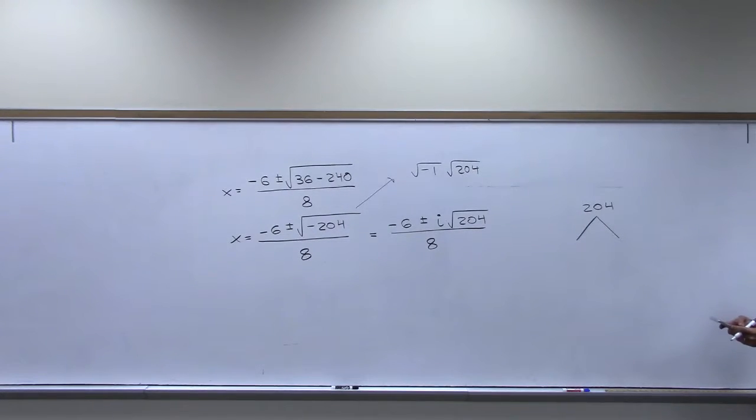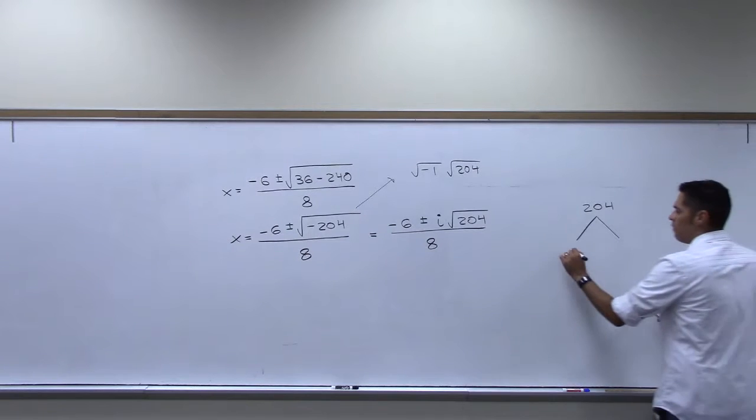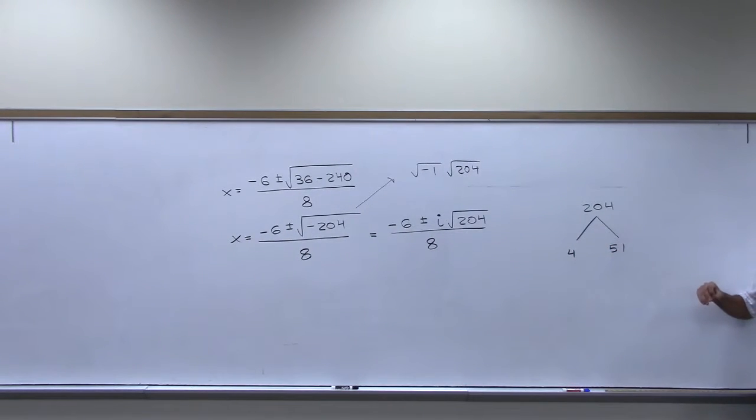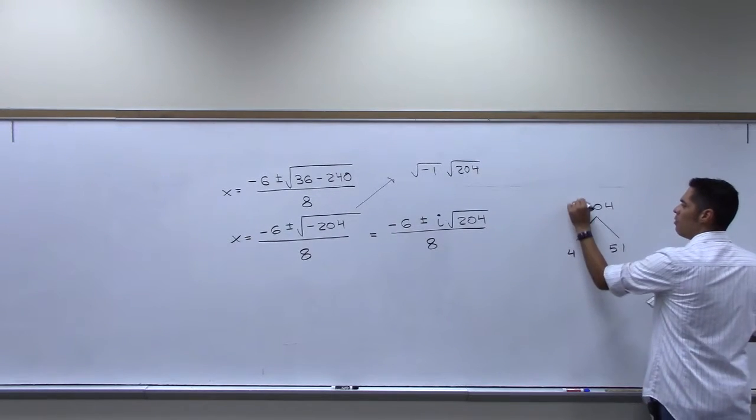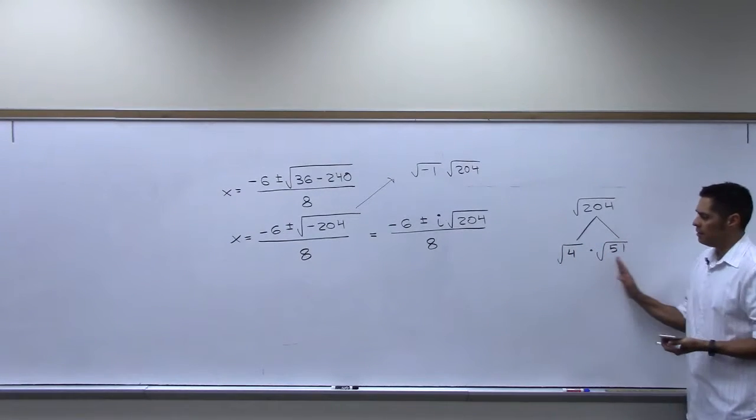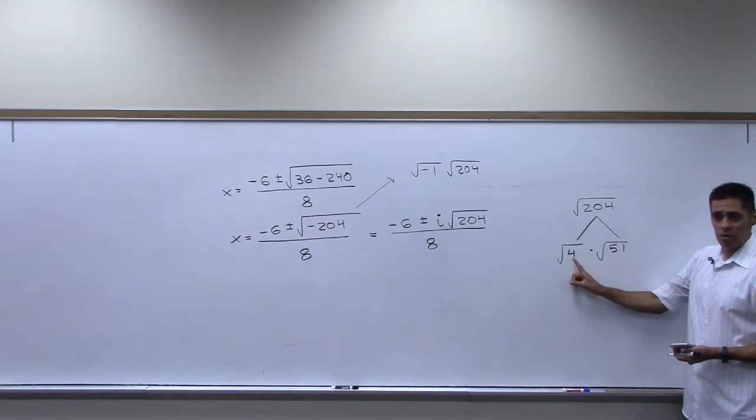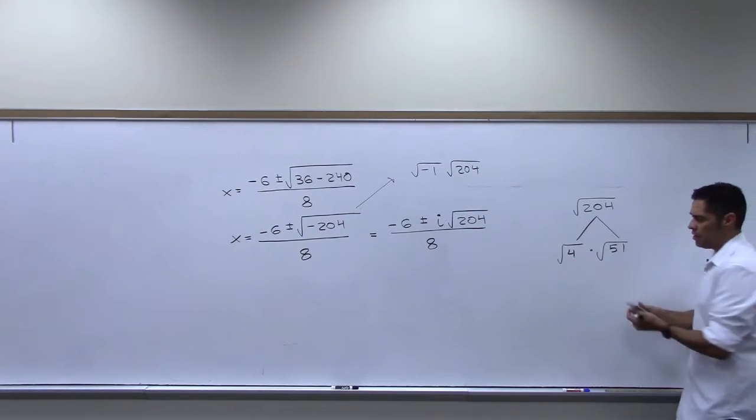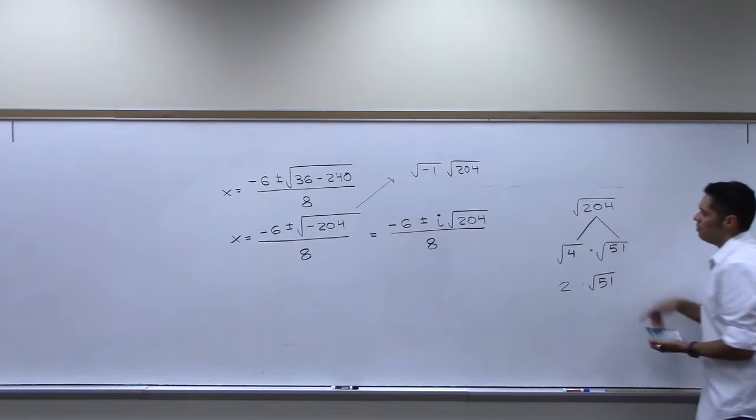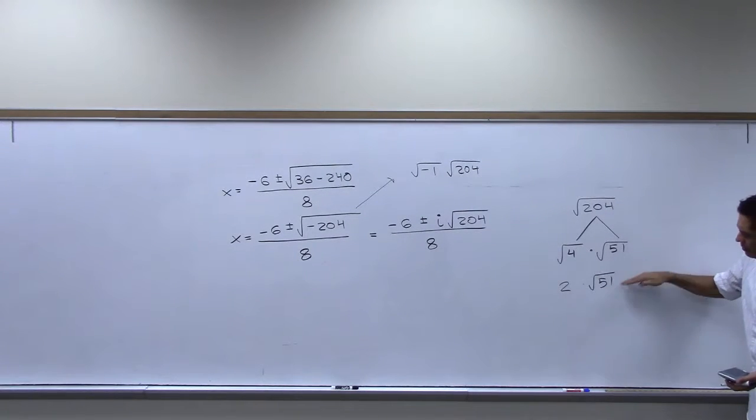Four goes in there? 204? Yeah. So we have 4 and 51. All right? So that means I can take the square root of 204, I can break it up into the square root of 4 times the square root of 51, like this. The square root of 4 is 2. Understand? So this becomes 2 times root 51. So root 204, I'm going to rewrite it as 2 times root 51.